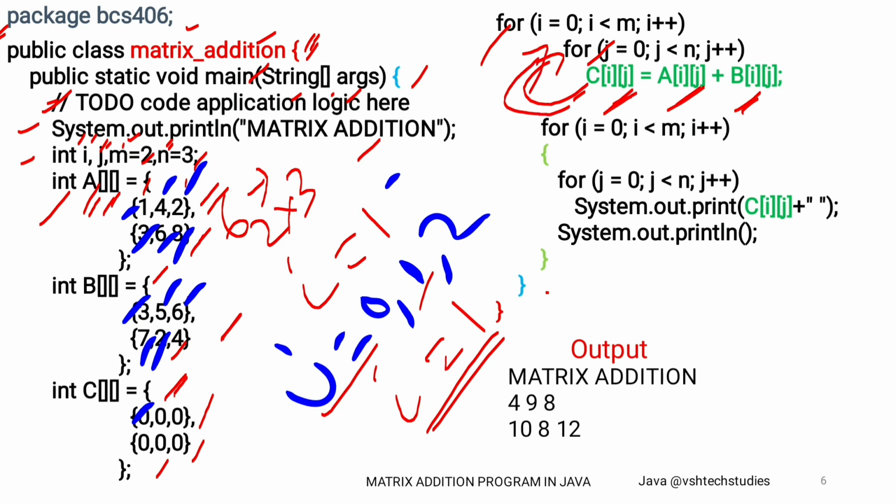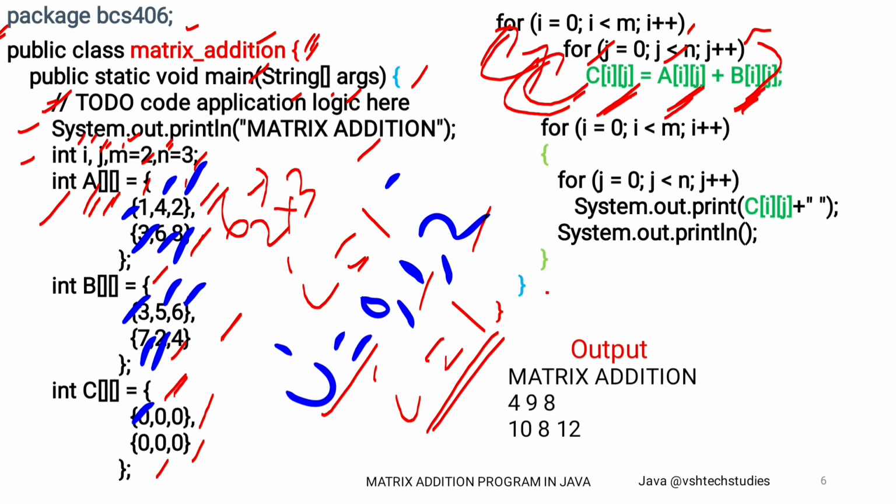Then it comes back here. j is made 2, and i is 1 only. So C of 1 2 is equal to A of 1 2 plus B of 1 2. That is the second row third column element of A added with B and stored in the corresponding location of C. Next, when j comes back it is made 3. It is not less than 3, so it will come back here.